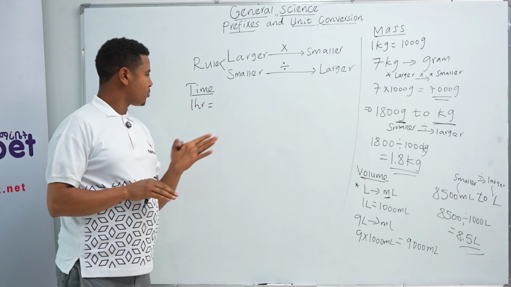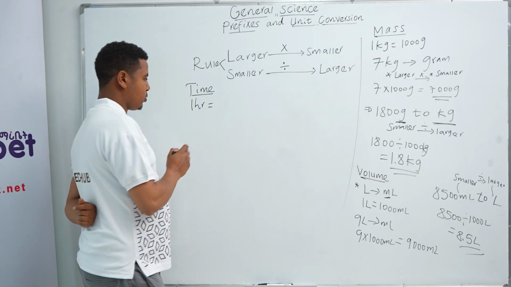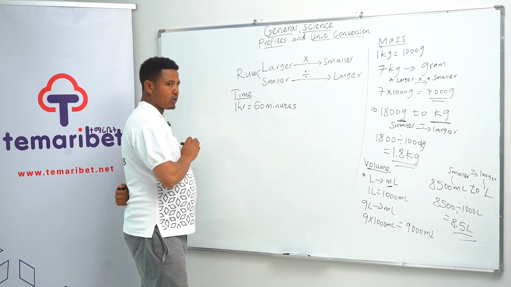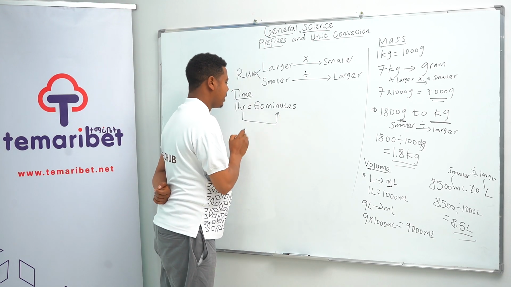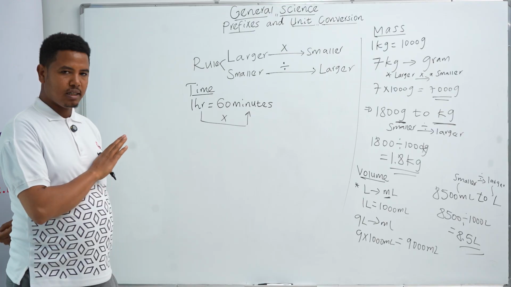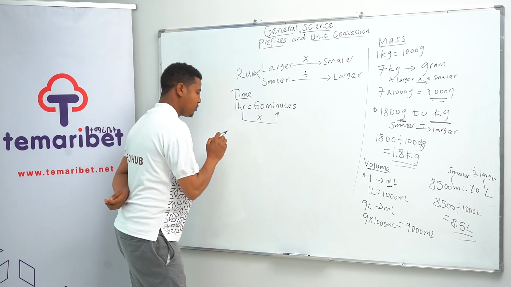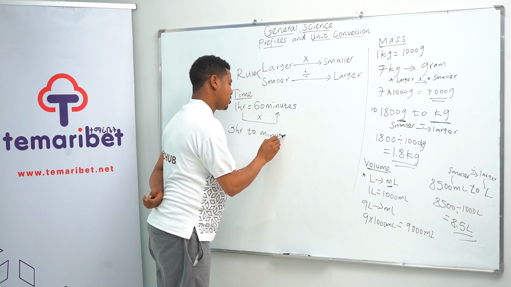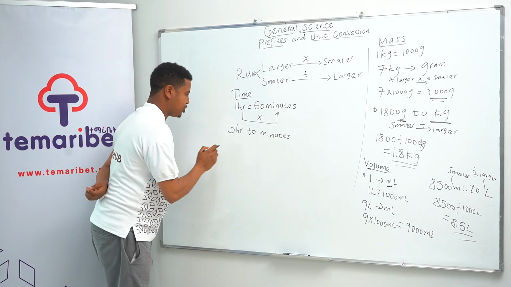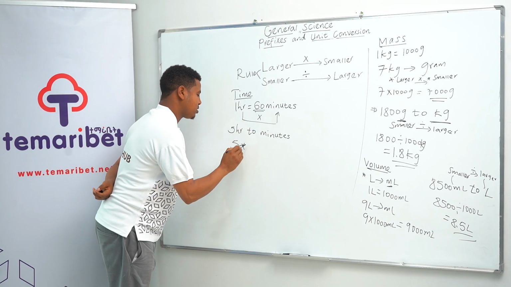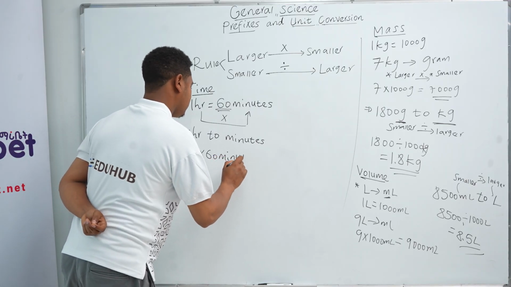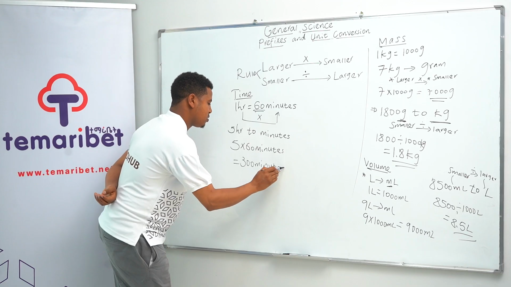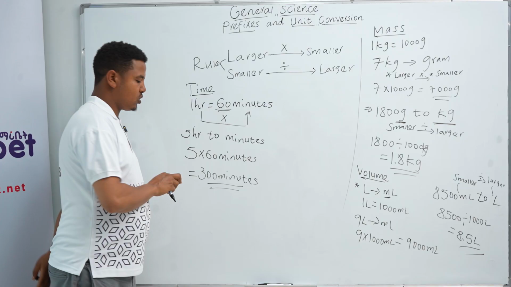Let's see with time. So let's see the multiplier with time. 1 hour is equivalent to 60 minute. So if you are going to change hour to minute, we use multiplication because the hour is the larger unit, but the minute is the smaller unit. For example, if you are going to change 5 hour to minutes, you have to apply the rule. Larger to smaller, it's multiplication. Since our multiplier is 60 here, 5 times 60 minutes is equivalent to 300 minutes. So 5 hours is equivalent to 300 minutes.